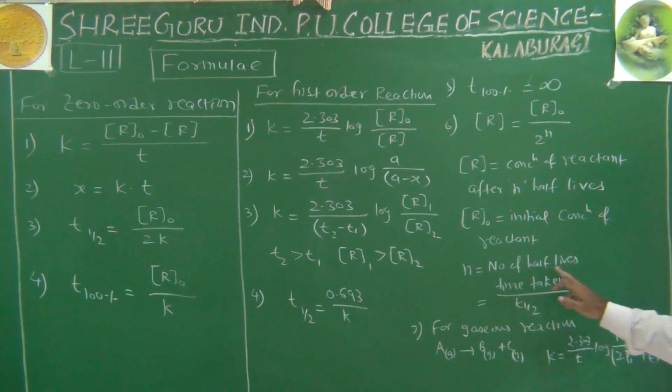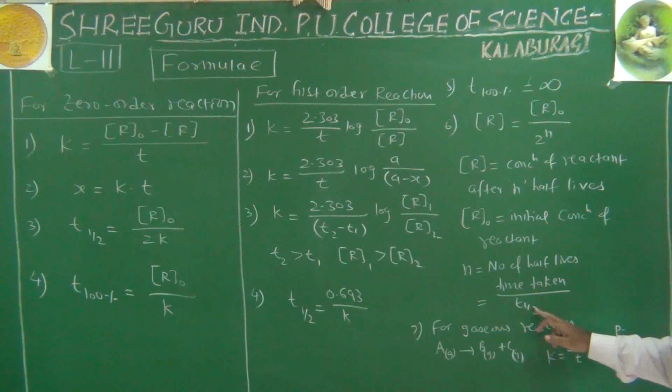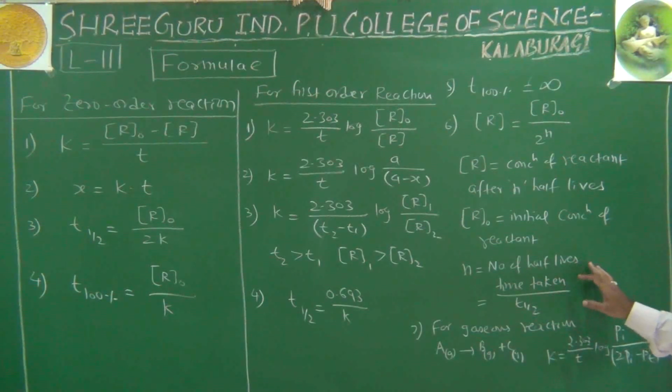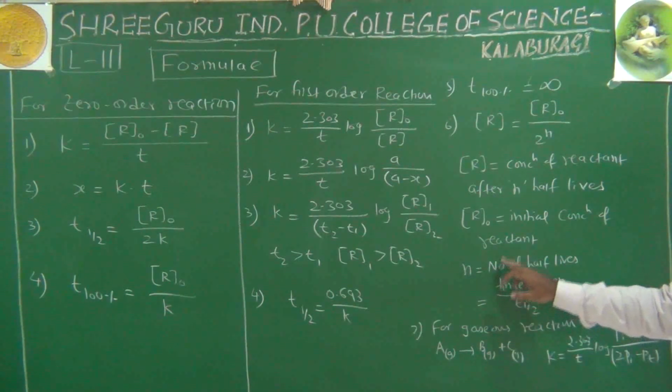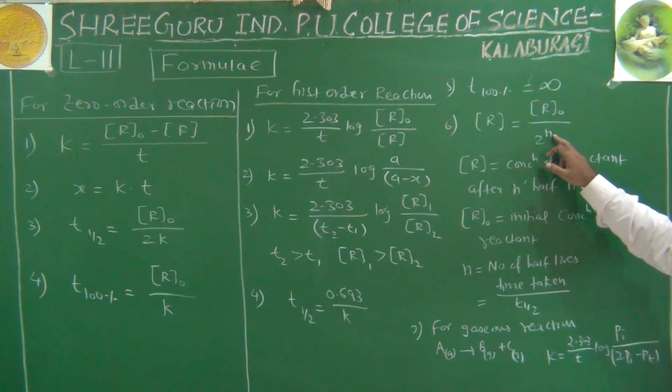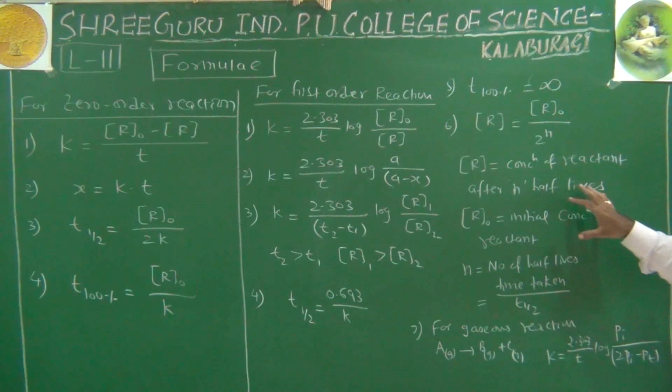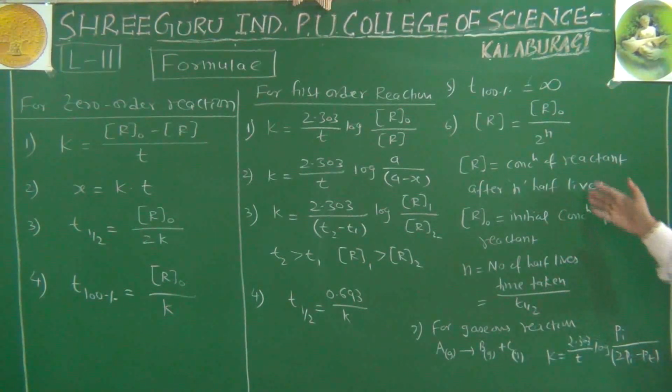And how is it calculated? Time taken divided by T half. For example, if the half-life period is 30 minutes and the reaction is carried for 60 minutes, 60 divided by 30 means 2. The n value is 2, and we can write this as 2 squared. We'll solve numericals on all these formulas so that this part will be very clear to you.